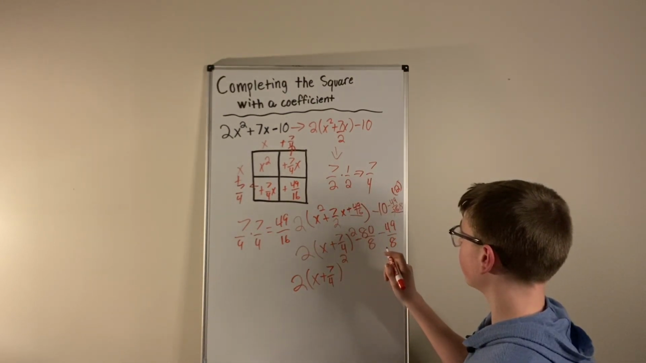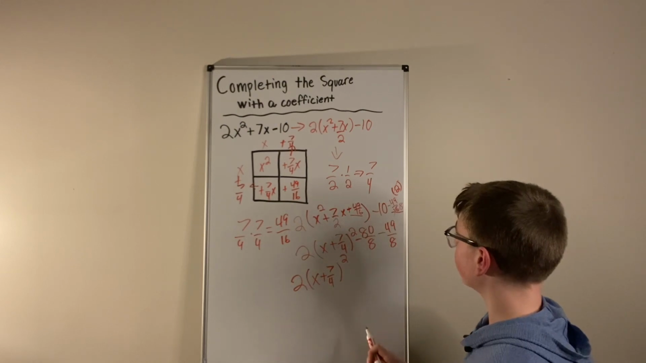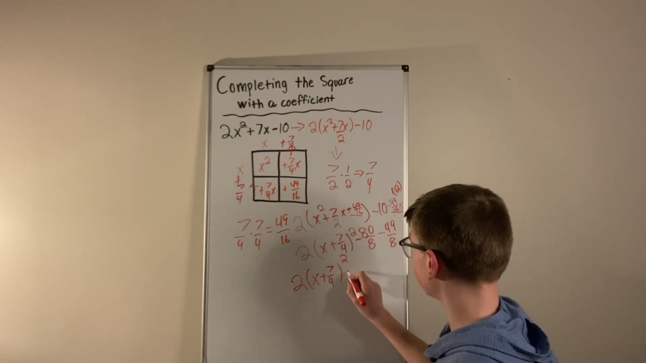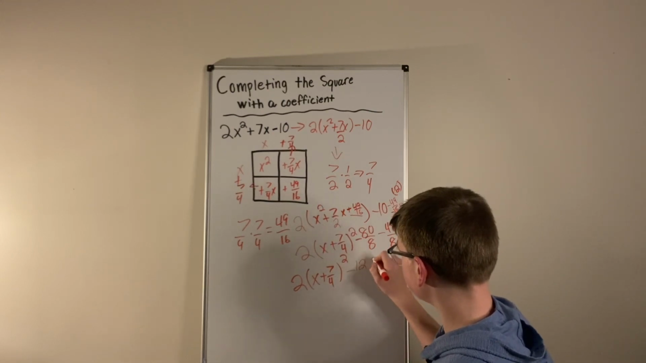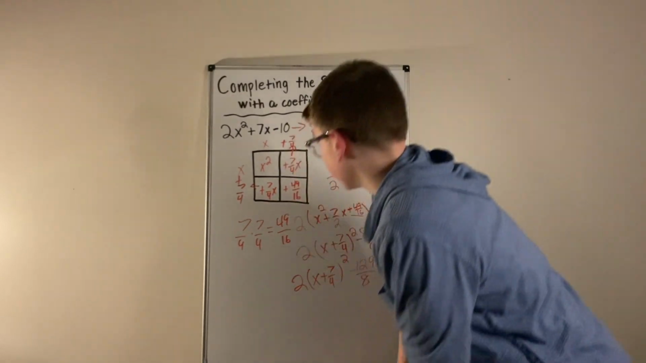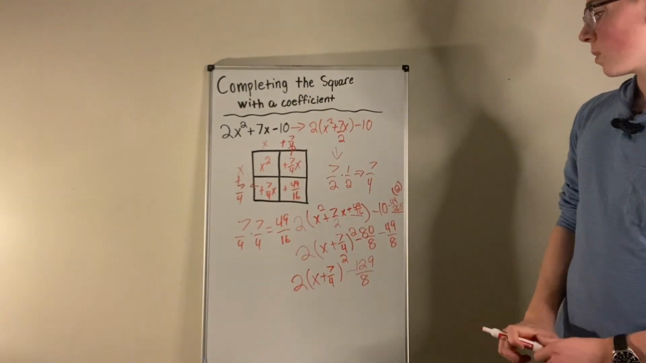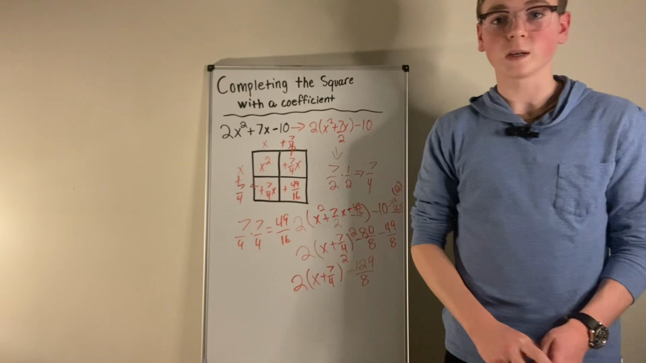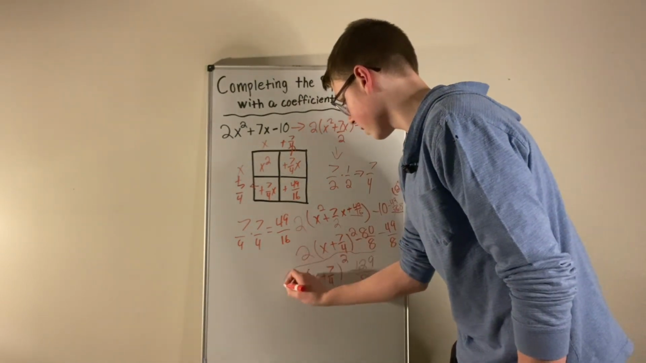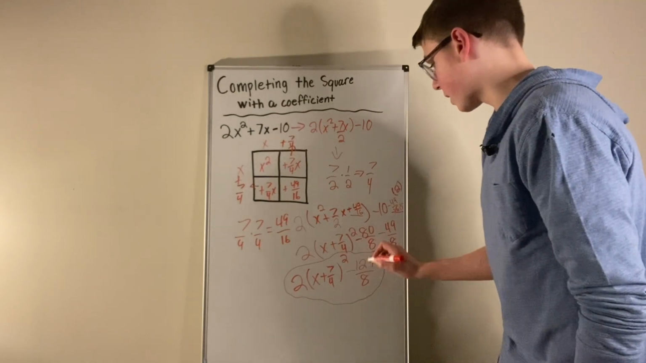negative 80 minus 49 equals negative 129 over 8. So, thank you for watching my video. This is our final equation, completing the square.